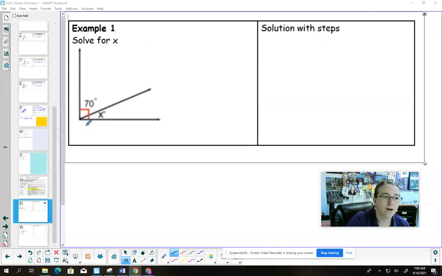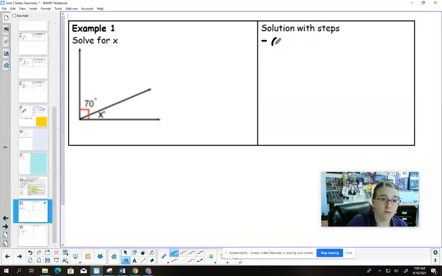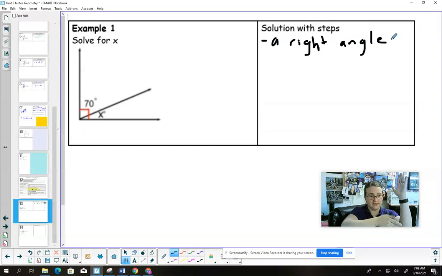You have this in your packet. What is that little marking? What does it tell us? We have a right angle. We have a right angle in this picture. The whole thing is a right angle, right? And it's cut, it's sliced, but the whole thing together is a right angle.